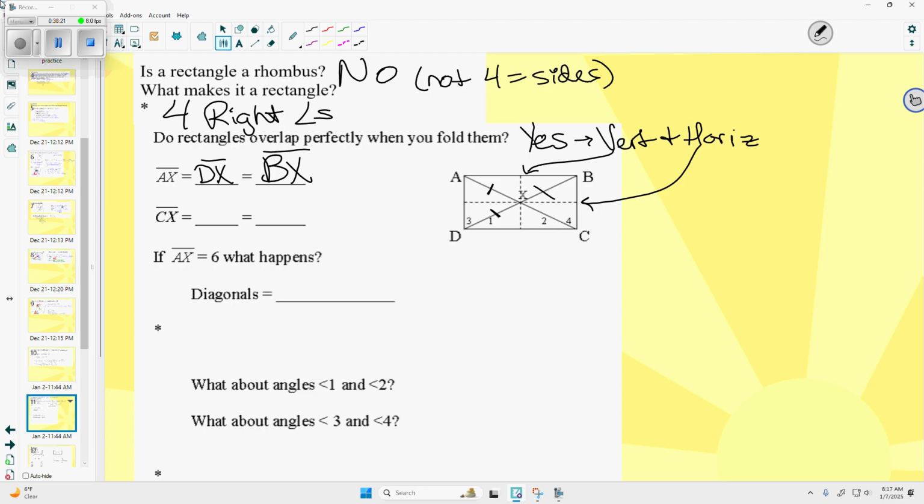Okay. Now let's look at CX instead. So CX down here in the bottom, if I fold hot dog again, so I fold on the horizontal, what is CX congruent to? BX. And what is CX congruent to if I fold the other way? BX. So if AX is 6, what do we know? What else is 6? DX, BX, and CX.